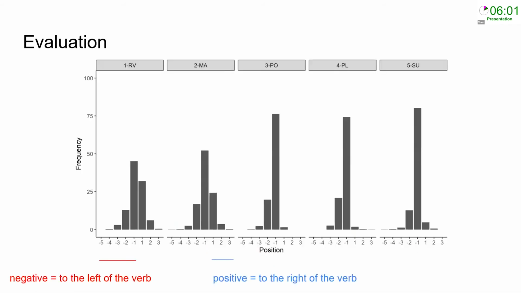So to start with, we performed a series of visualizations and statistical tests of significance. And on this slide, you see frequency bar plots when we split the distances between objects and verbs by 5 diachronic layers. So the layers are here at the top: Rigveda, mantra, old prose, late prose, and sutra language. And here at the bottom, you see the distances. Negative numbers mean the object is to the left of the verb, and positive numbers mean the object is to the right of the verb.